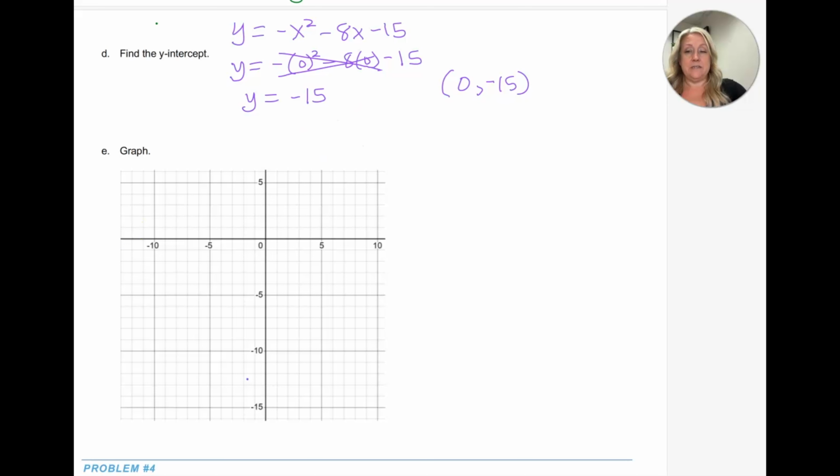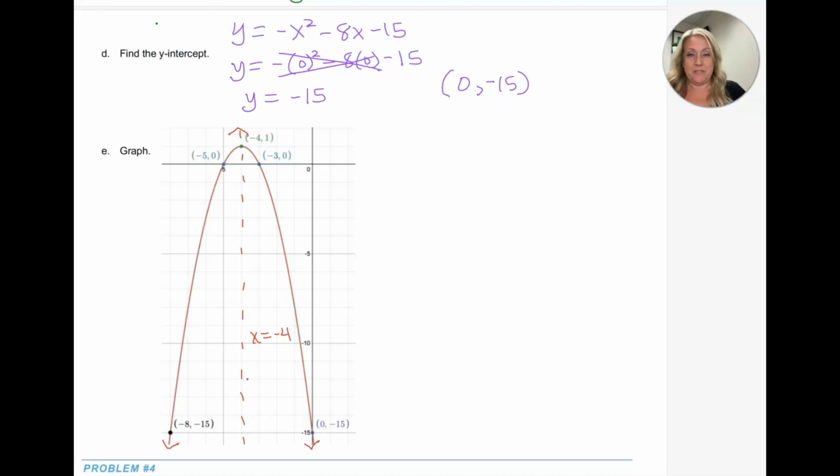Let's take a look and see what this graph looks like. And voila, here is our graph. Let's check out the different parts of these. So we found our x-intercepts, so make sure you graph those, your vertex, also your y-intercept, and then our axis of symmetry is x equals -4.